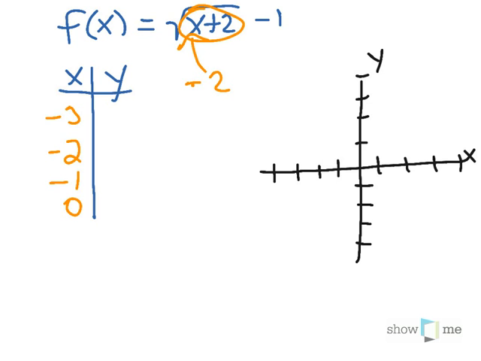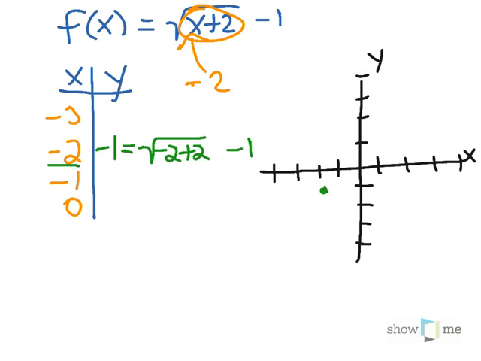If I were to take -2, we'll start with this one right here, and I put that into my function, I'm going to get the square root of -2 plus 2 minus 1. And the square root of -2 plus 2 is just 0, and 0 minus 1 is -1. Okay? So -1 is my value. I'm going to come over here and I'm going to find -2, -1. Looks like it's going to be right about there. Okay. Now, let's try some other numbers.